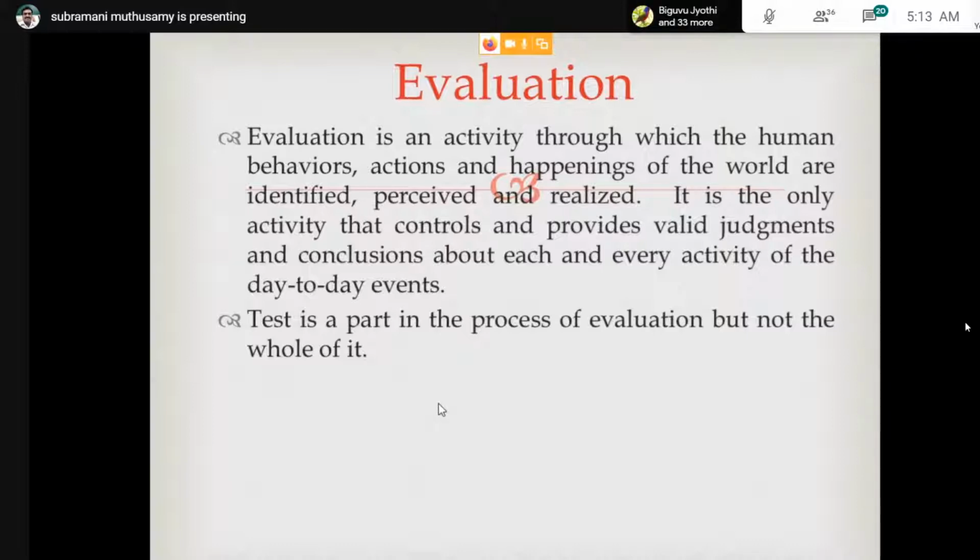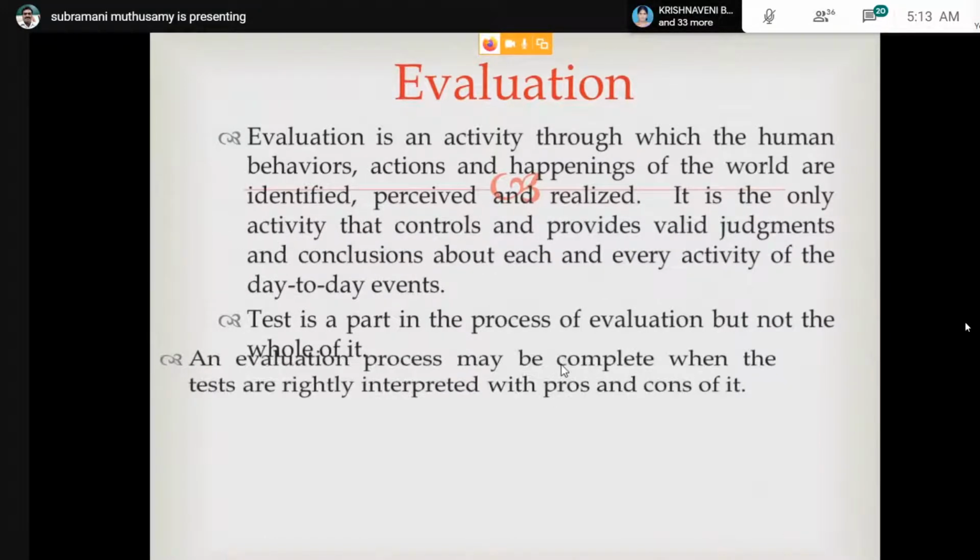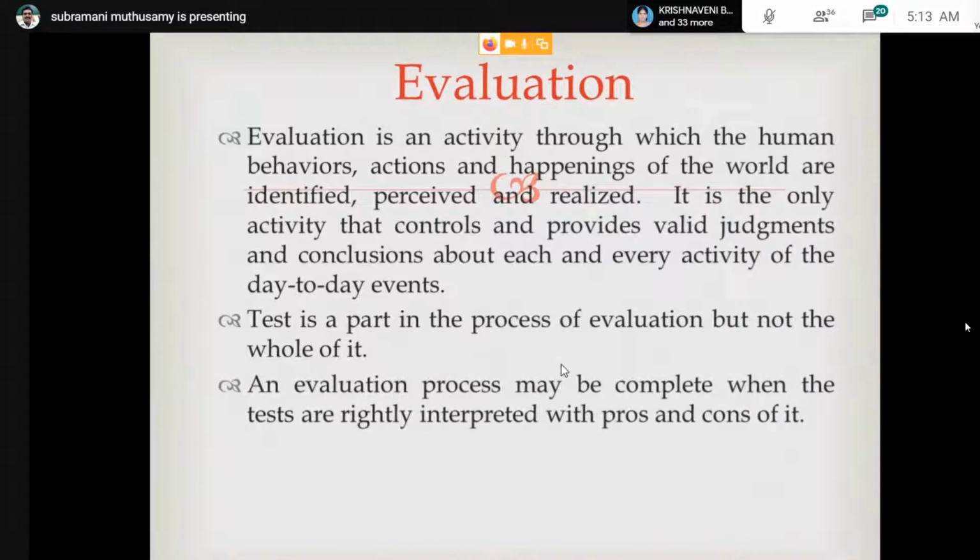Even if the achievement is on par with the highest level, higher standards, it is the duty of the tester to point out where he is lacking and how he misses the score, in what event, on what occasion and in what context. That is the true sense of evaluation. An evaluation process may be complete when the tests are rightly interpreted with their pros and cons.